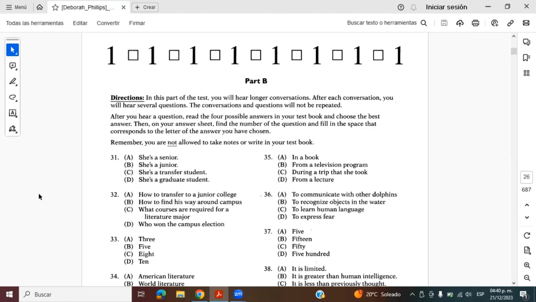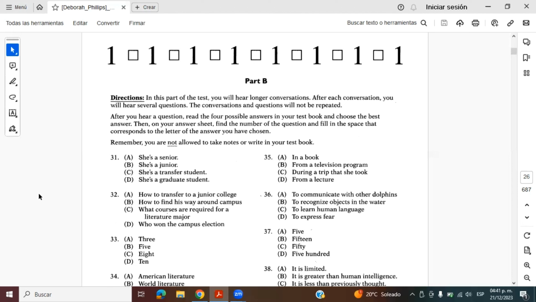Now read along with me as I read the directions for Part B. Remember, you should not read ahead or turn the pages while the directions for this part are being read. Part B. Directions. In this part of the test, you will hear longer conversations. After each conversation, you will hear several questions. The conversations and questions will not be repeated.